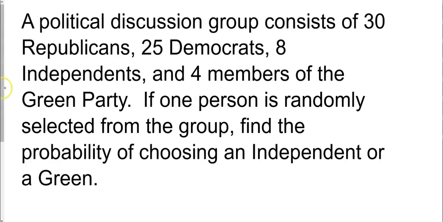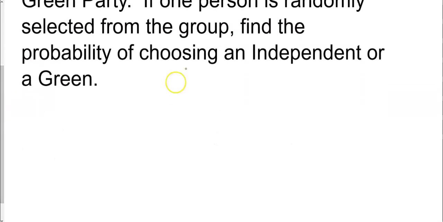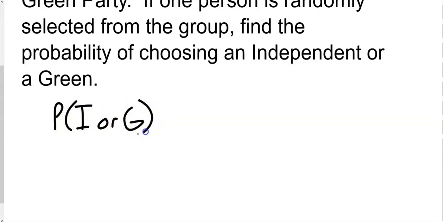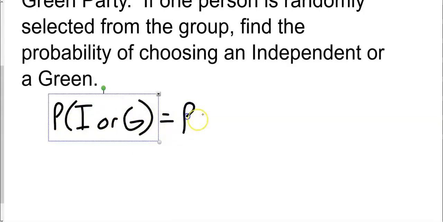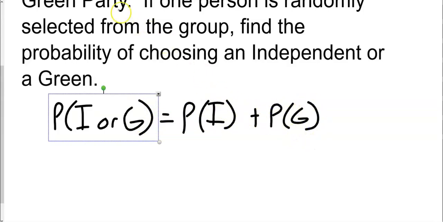Okay. So, hopefully if you're thinking about this, can you be independent and green at the same time? And the answer is no. So this is a mutually exclusive event. So all we have to do is figure out the probability of being independent and add that with the probability of being green. Okay?